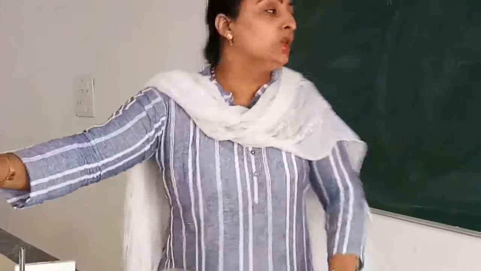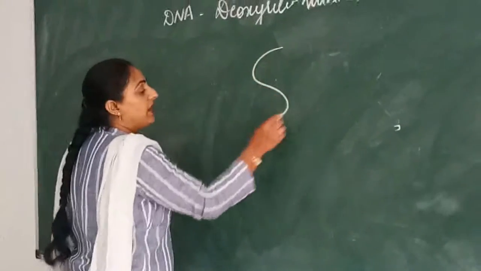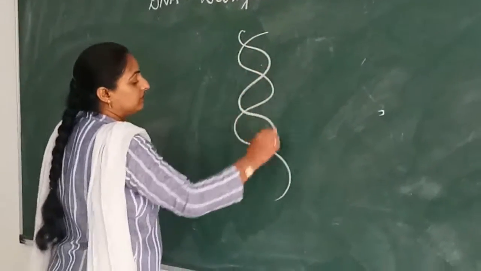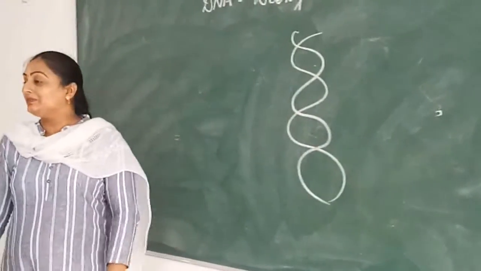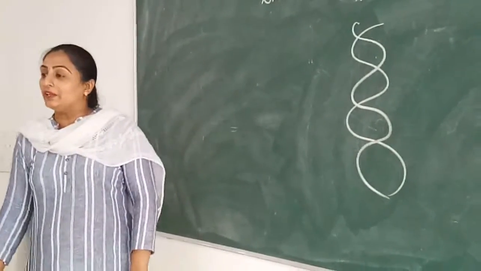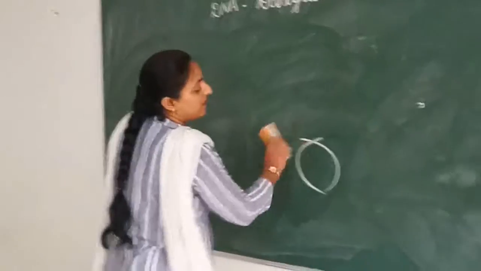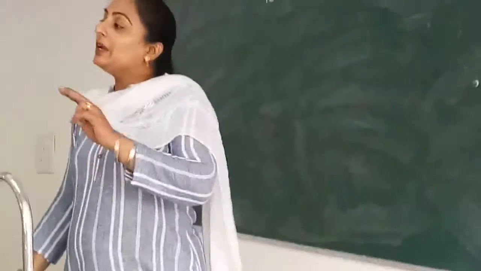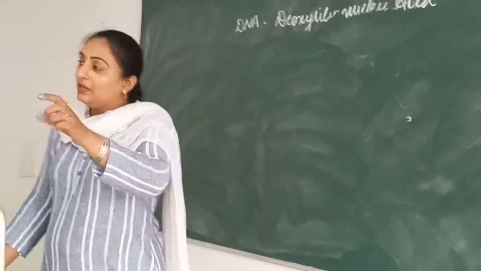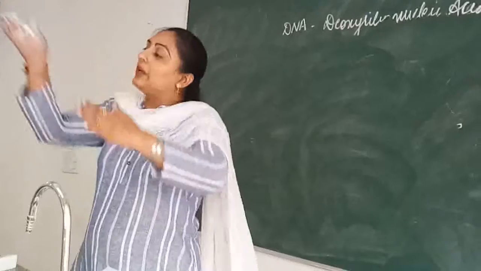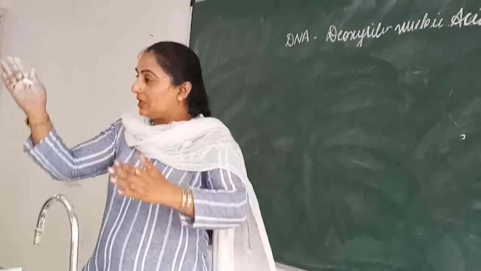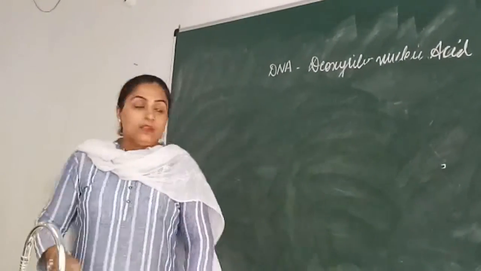But what students do, they directly draw like this. This is wrong. This is not the shape of DNA. This is totally a wrong method to draw. Very simple method is, see there are 2 strands running anti-parallel to each other. This means you have to draw 2 strands which are parallel but direction is opposite. Okay? I'll tell you the simple way.